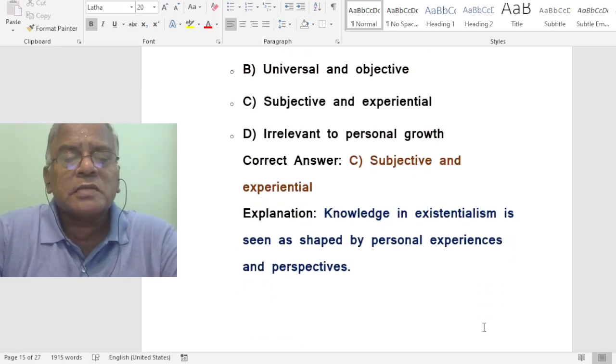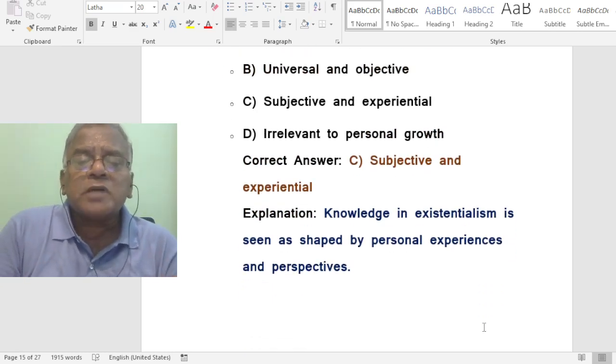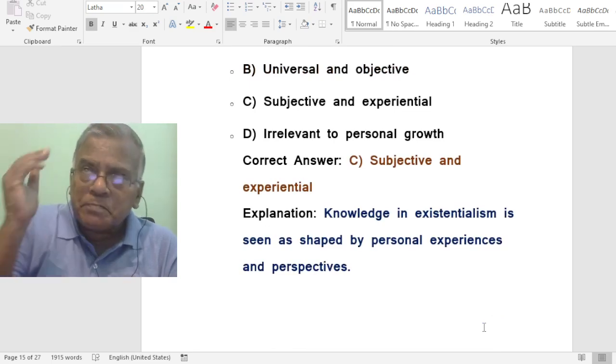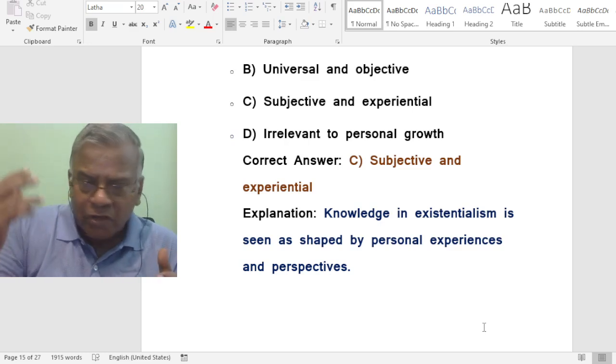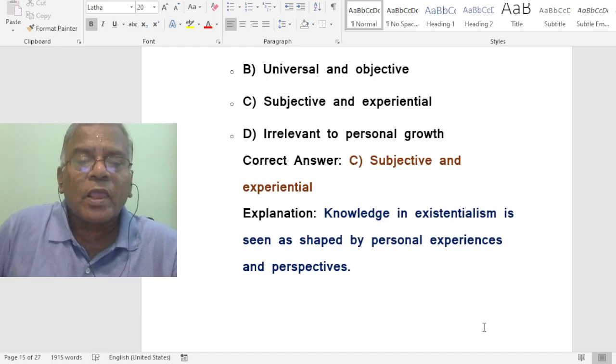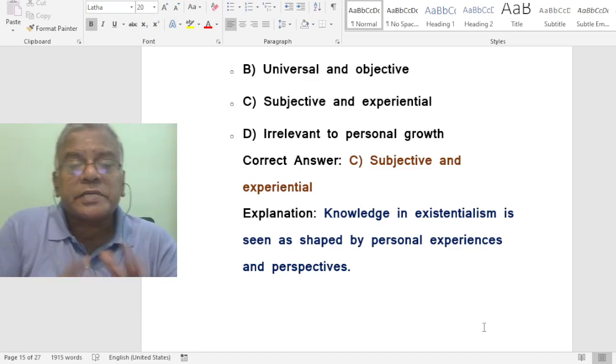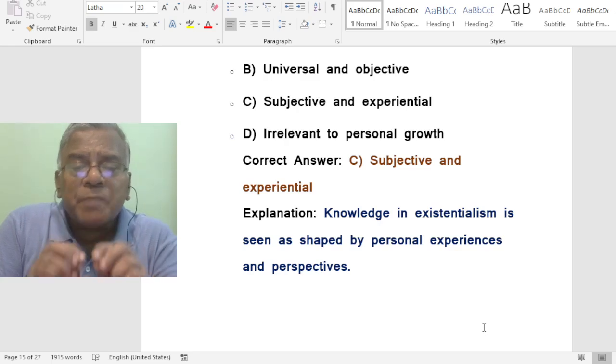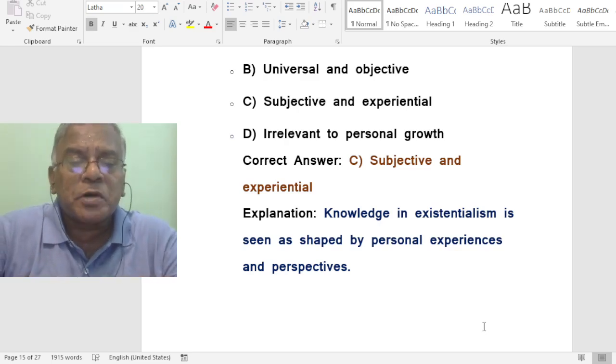Knowledge in existentialism is seen as shaped by personal experiences and perspectives, views on the world, views on people, everything personal, perspectives, views. So knowledge in existentialism is seen as shaped by personal experiences and perspectives.